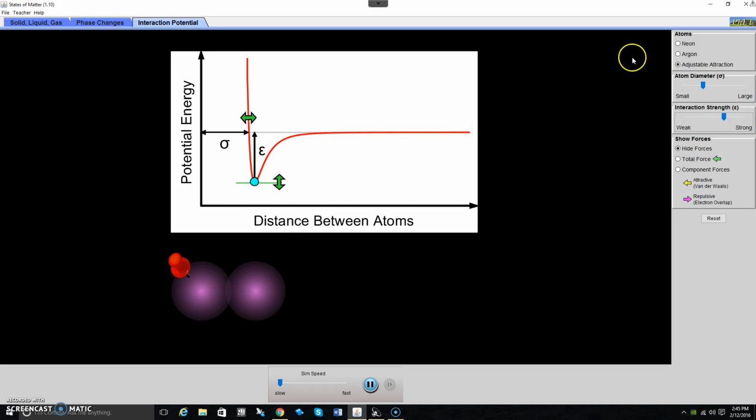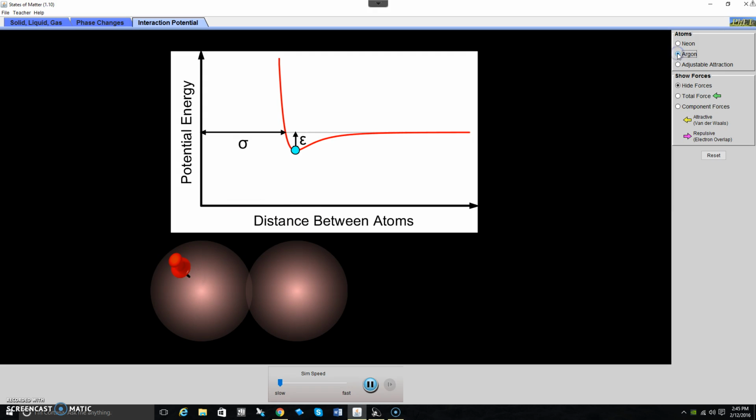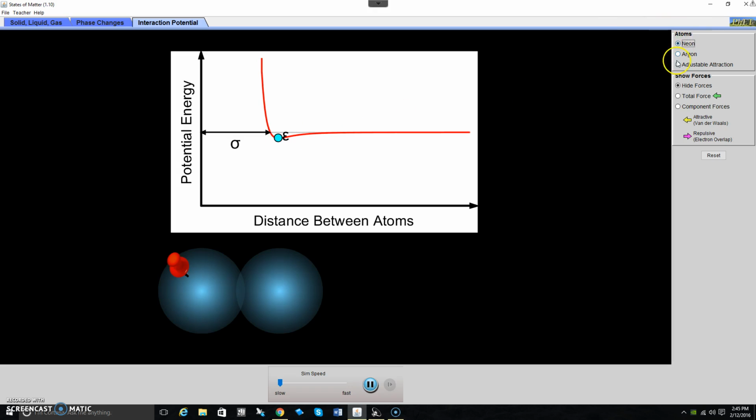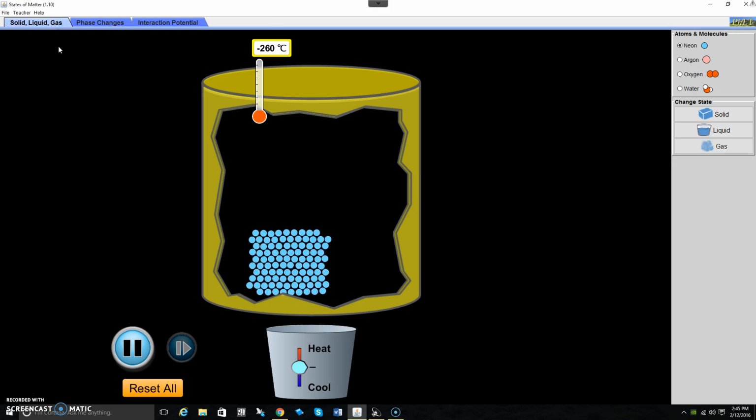So using this logic, if we compare neon and argon, we can note the differences here. Since argon has a deeper well, we would expect that it's harder to pull apart, meaning that it would take more energy, meaning that the system would need to be heated more than neon. So we'll move to this first window to try and see if this is true.